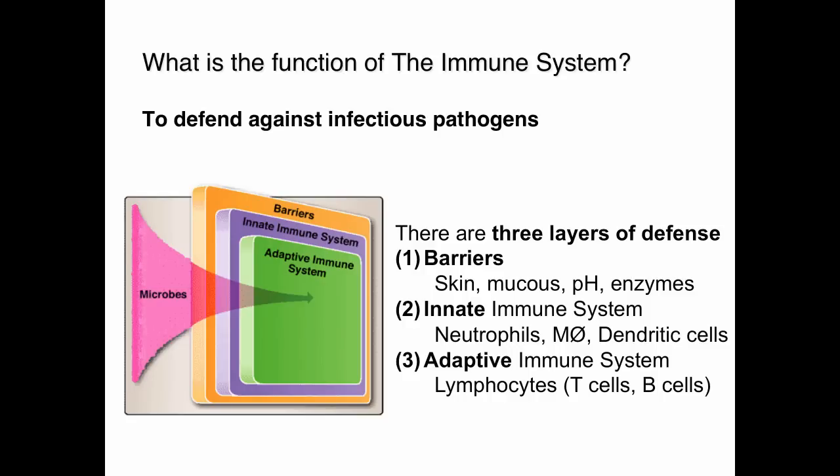But overall, what is the main function of the immune system? Overall, the main function of the immune system is to defend against infectious pathogens. There are really three main components, or maybe sometimes categorized as two main components, of the immune system. In this slide, I've illustrated them as three separate things.